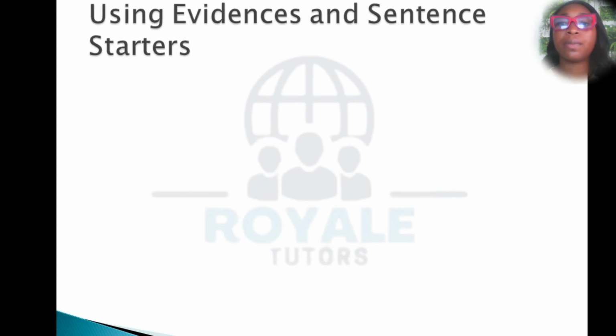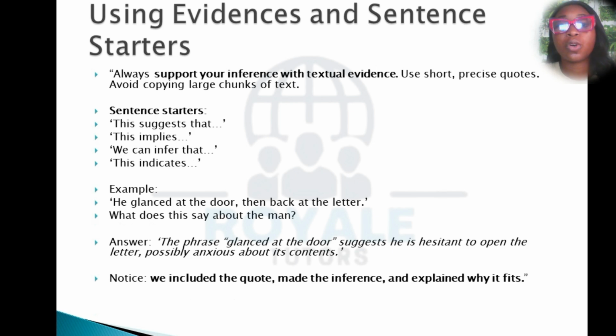All right. Now, something also very important in making inferences is using evidences and sentence starters. So you must always support your inference with textual evidence. You have a text you're reading, and it's from the text you're trying to make an inference. So you must always pick out evidences from the text. Evidence simply means your clue. You must pick your clue from the text, and this clue will serve as your evidence to explain why the inference you've made is right or why it should be considered right or wrong.